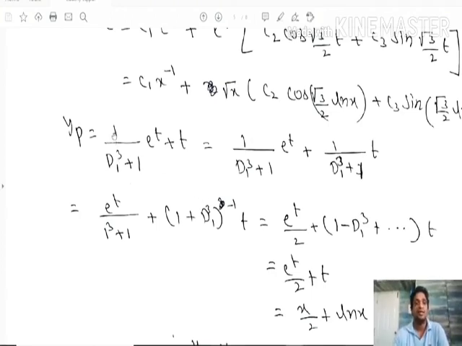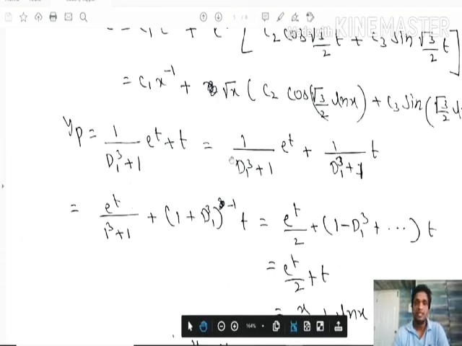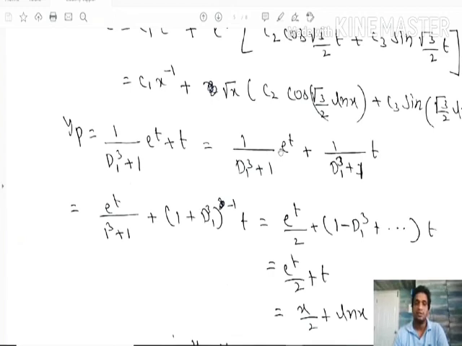yp is equal to 1 by (D cube plus 1) into e power t plus t. Here two terms are there, so we split this particular integral into the sum of two terms: 1 by (D cube plus 1) into e power t plus 1 by (D cube plus 1) into t. So here e power t is there. If I substitute, that means in the e power at form, I can substitute a in place of D. Here the a value is 1, so that is e power t by (1 cube plus 1).